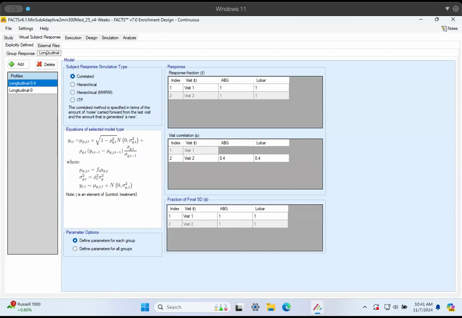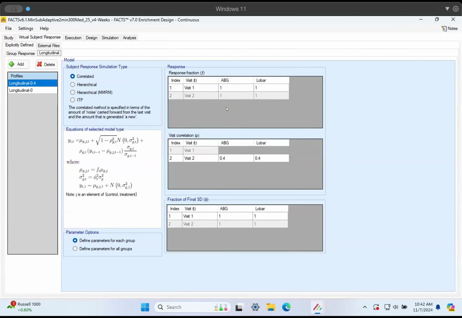Okay, we have these two visits. We have our 90-day and our 180-day mRS. And what we can do here is set up the relationship between the early visit and the late visit with some correlation using this response framework here. So for the longitudinal 0.4 model, this is going to be with that 0.4 correlation that I mentioned earlier that we're assuming between the two endpoints. That's going to go here. So in the middle box, you can see visit correlation. Visit 2 and visit 1 have this 0.4 correlation. We're assuming it for both subgroups. So that's what goes there.